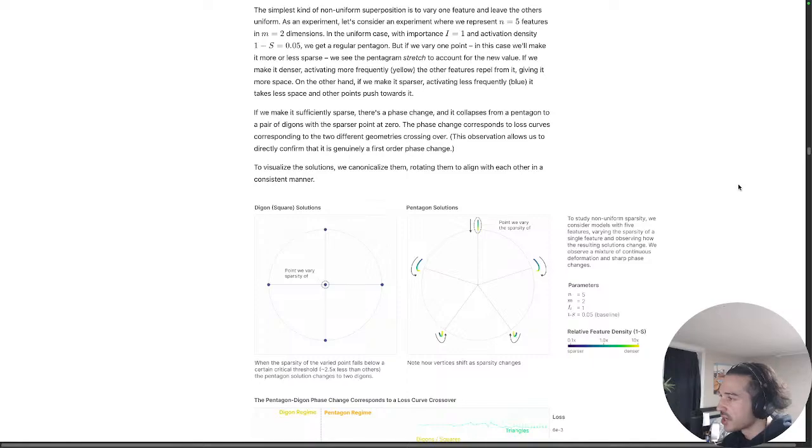The phase change corresponds to loss curves corresponding to the two different geometries crossing over. This observation allows us to directly confirm that it is genuinely a first-order phase change. To visualize the solutions, we canonicalize them, rotating them to align with each other in a consistent manner.